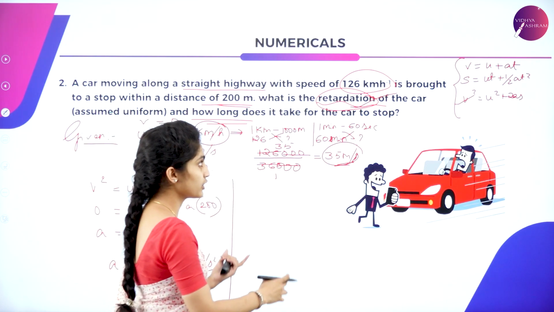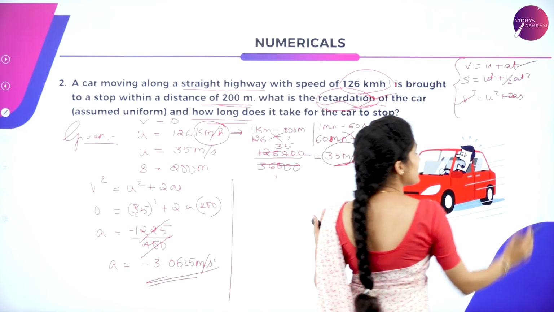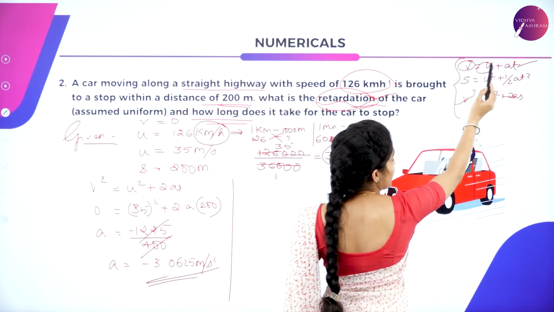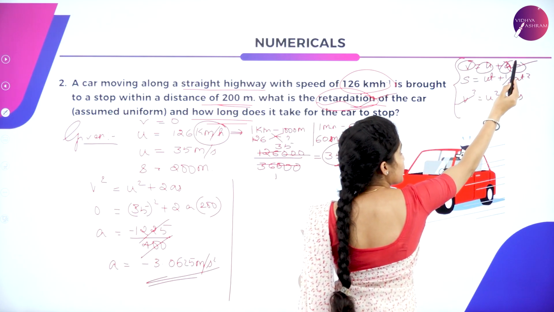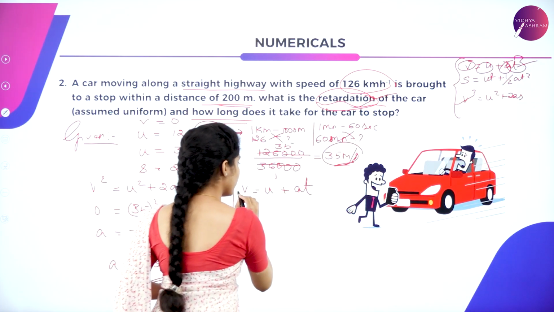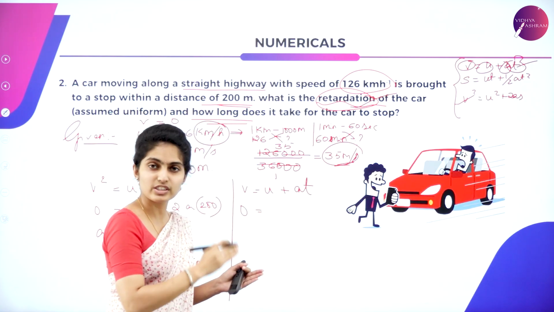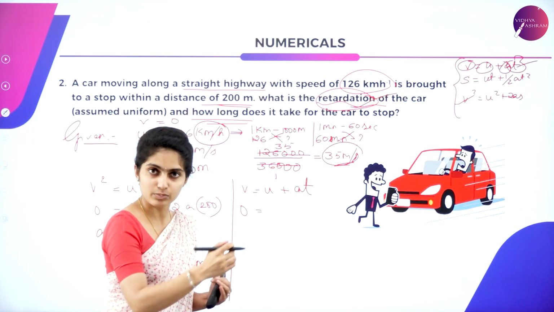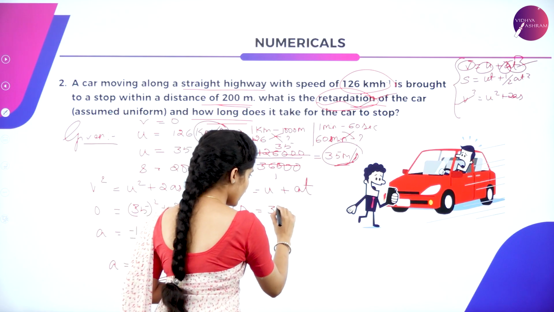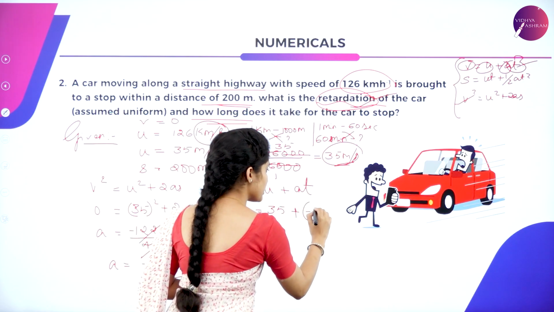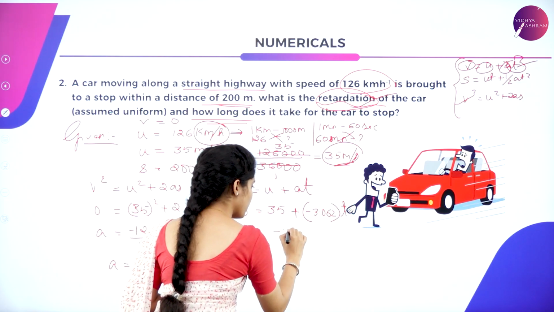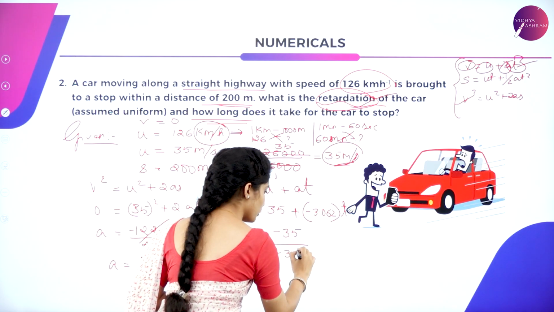Secondly, it is to find out how long it takes for the car to stop. For the time taken for the car to stop, we will consider v is equal to u plus at, because you have got your final velocity, initial velocity is there, acceleration you have found out. Now you have to find out t. So it is v is equal to u plus at. V is 0 because the car comes to rest after applying the brake. Initial velocity u is 35, plus acceleration is minus 3.062 into time, which you don't know. So t is equal to minus 35 divided by minus 3.062.